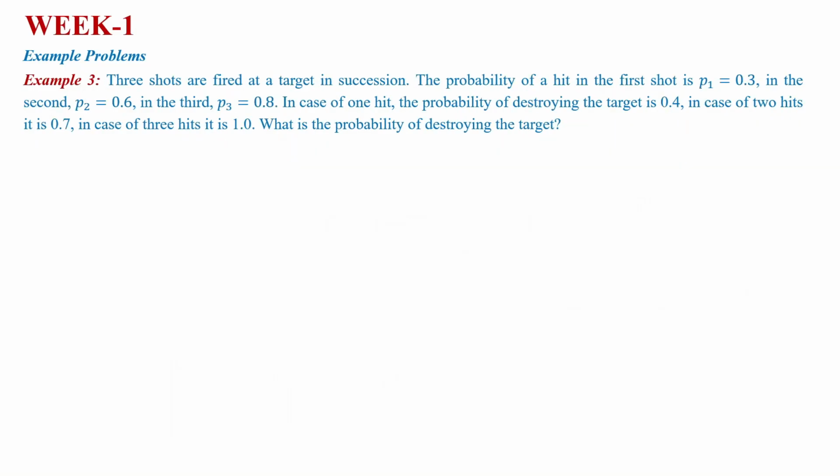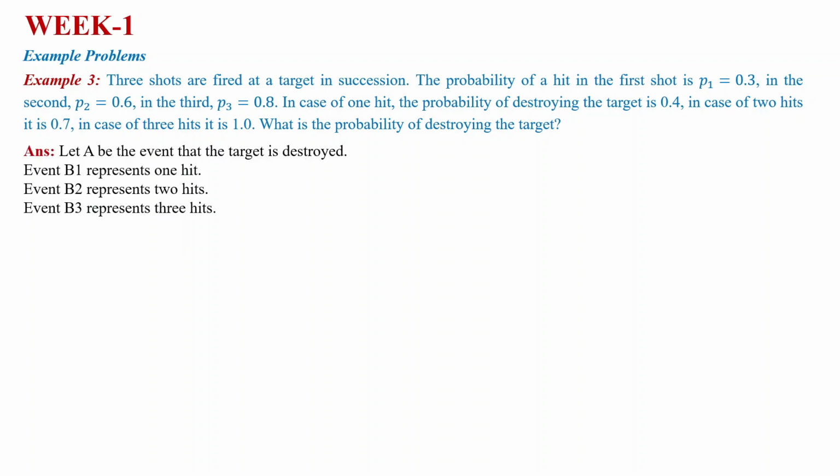Now come the next example. Suppose three shots are fired at a target in succession. The probability of a hit in the first shot is given by P1 equal to 0.3, in the second shot P2 equal to 0.6, and the third shot P3 equal to 0.8. In case of one hit, the probability of destroying the target is 0.4. In case of two hits, it is 0.7. And in case of three hits, the target will surely get destroyed, that is, the probability is given as 1. So what is the probability that the target will be destroyed?